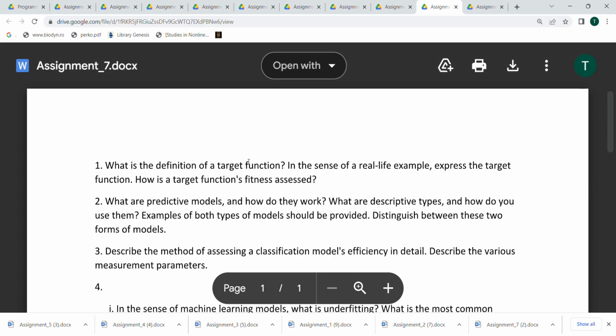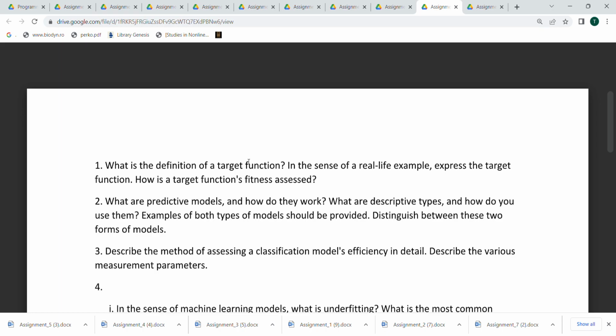Coming to assignment number 7, we have some target functions, and we are supposed to explain those target functions. We need to check how the fitness is set with a real life example. The next question is: what is a predictive model? How do they work? What are the descriptive types? How do you use them? Examples of both types of models should be provided.